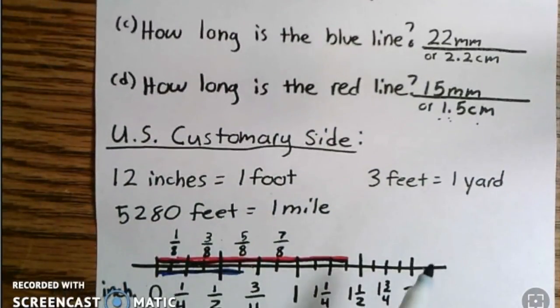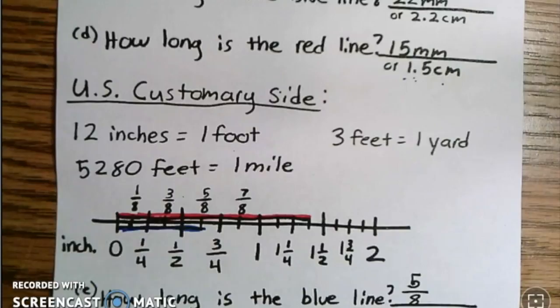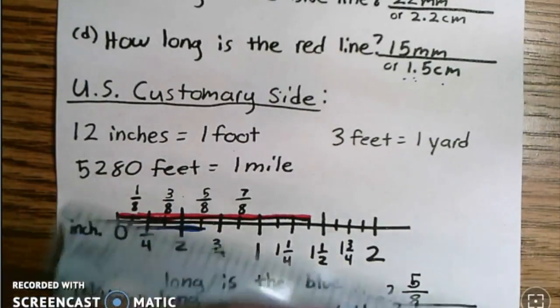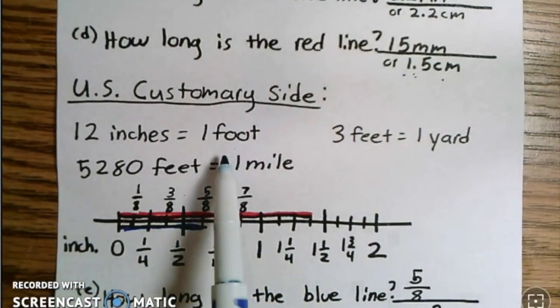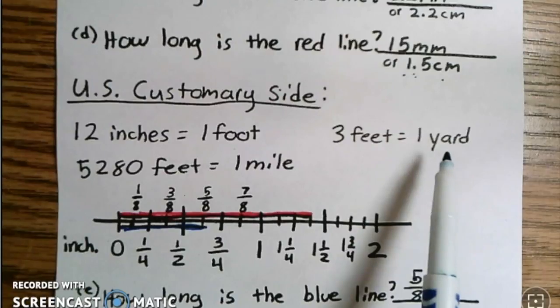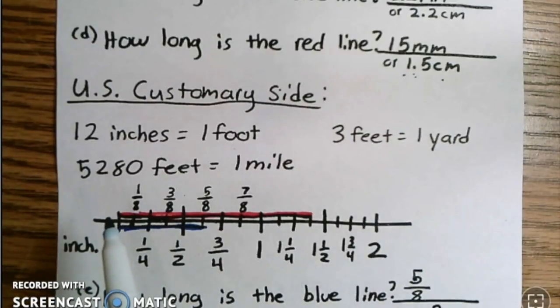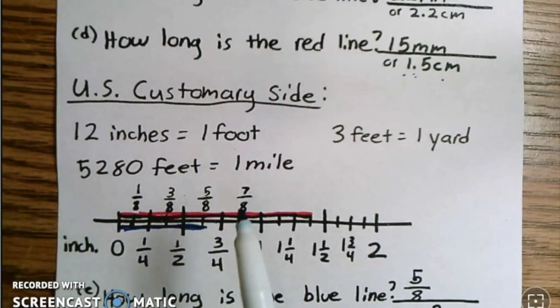The next type of system is the US customary system. And on that side of your ruler, it is inches. And you're going to need to know that 12 inches is a foot, 3 feet equals 1 yard, and 5,280 feet is a mile. You'll use those numbers for the rest of your life, so you might as well just memorize them now.